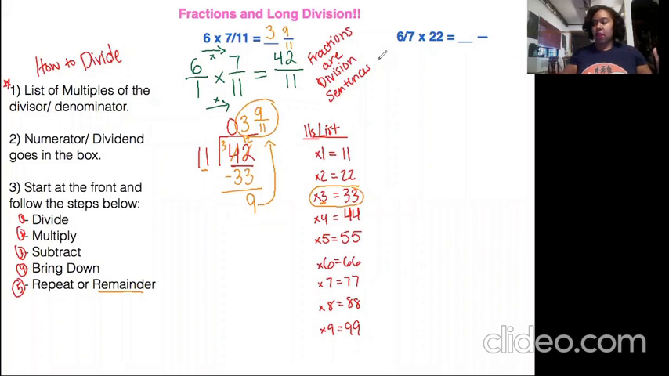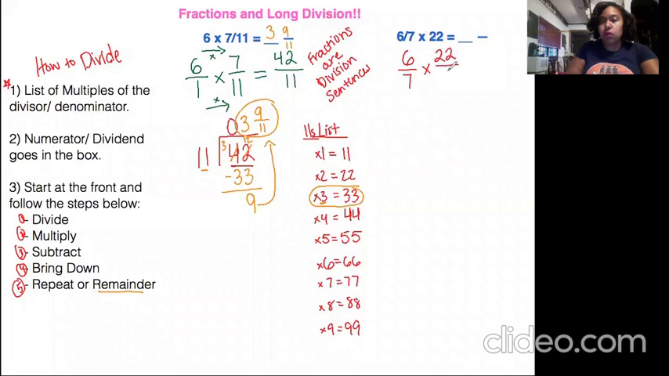All right, we are back for our second example. So if you look over here, it is 6/7 times 22. All right, our whole number is 22, 6/7 is our fraction. So as you hopefully remember, when we multiply with a fraction and a whole number, we want to make sure that the whole number gets put over 1, right? We want to make it into a fraction too. So I'm going to keep 6/7, and then I'm going to put 22 over 1, right? That's our whole number, so it just goes over 1.